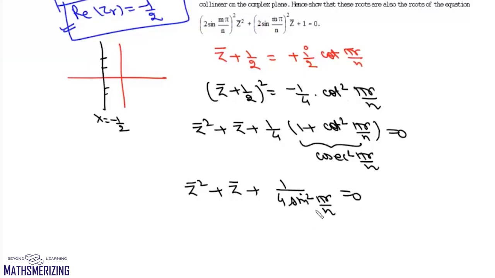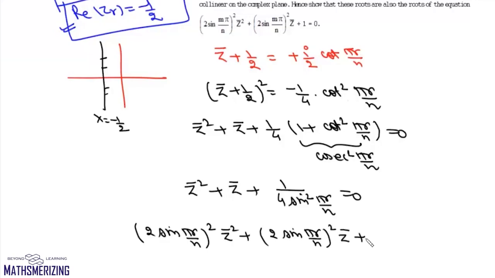Now we'll multiply everything with 4 sine square pi r by n. So we'll write this as (2 sine pi r by n) whole square into z bar square plus 2 sine pi r by n whole square into z bar plus 1 equals 0, which is same as the result that we need to prove. The only difference is they have used this integer as m.